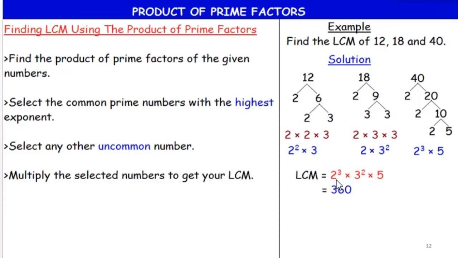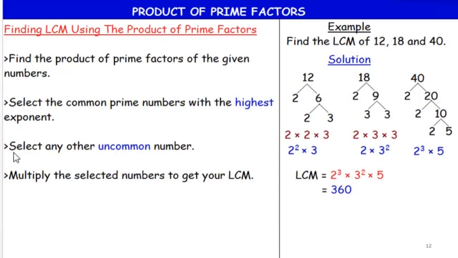So that is for the second step. Select the common prime numbers with the highest exponent. Also 3 is here, 3 is here, so 3 is common. Alright, so with LCM, even if the number is common to only 2 of them, it must not necessarily be for all the given numbers. So long as it is common to any 2 of them, we compare the 2 and then we pick the one with the highest exponent. So here it is 3 to the power 1, here it is 3 to the power 2, but then we pick the one with the highest exponent. So we're going to add 3 to the power 2, right, to it.